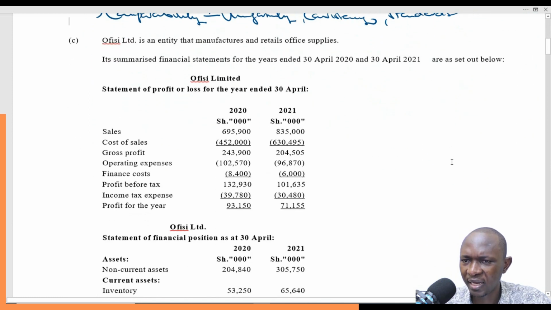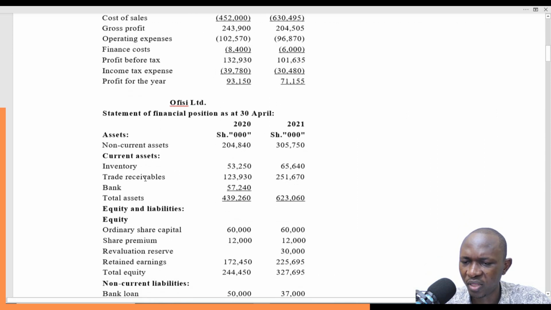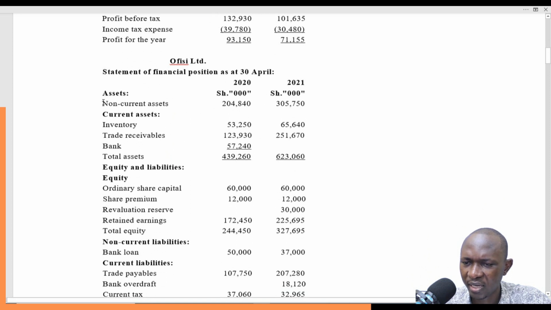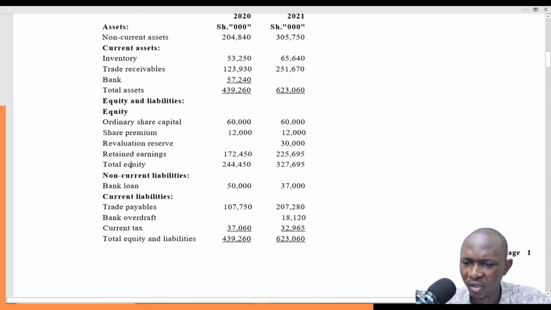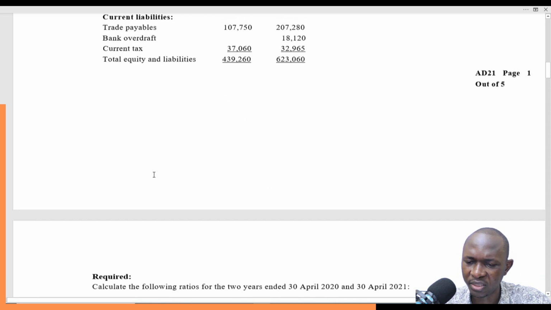Let's look at item C. Office Limited is an entity that manufactures and retails office supplies. Its summarized financial statements for the years are as follows. So we have sales, cost of sales, gross profit, operating expenses, finance costs, profit before tax, income tax expense, and profit for the year. Then we have the non-current assets, the current assets, the equity, the non-current liability, and the current liabilities.